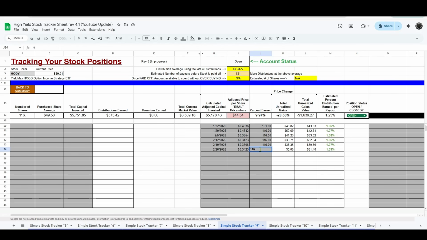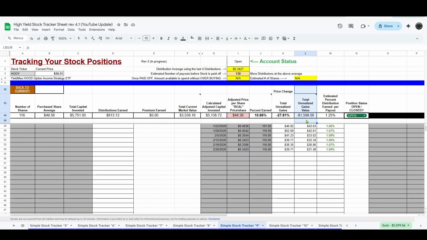And that's going to lower that real price per share of $44.64 down to $44.30. Now this one I am still down because the current price is $30.51. Therefore, I would lose $1,599 if I did sell HUI at that current price. But I'm not selling. I am just going to continually lower my real price per share, because eventually when Bitcoin decides to level off and start moving back up, so will Robinhood. And when Robinhood starts moving up, so will HUI.